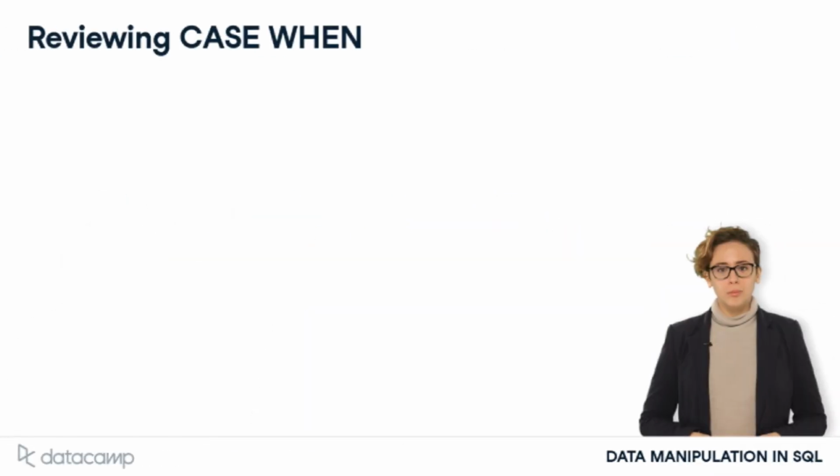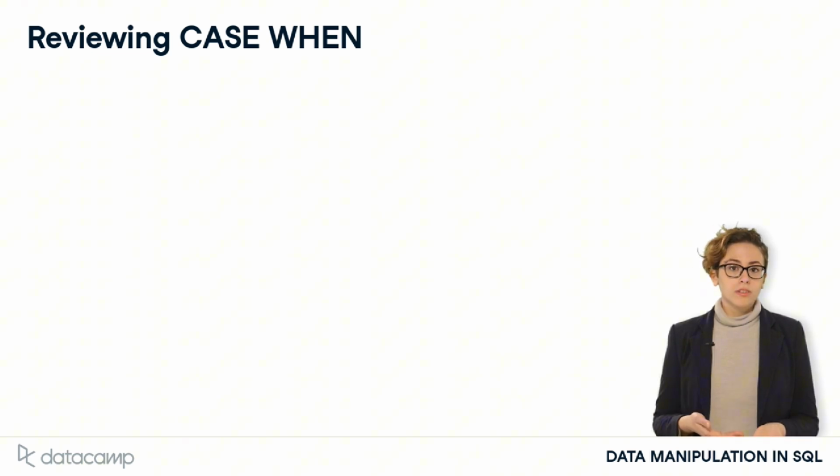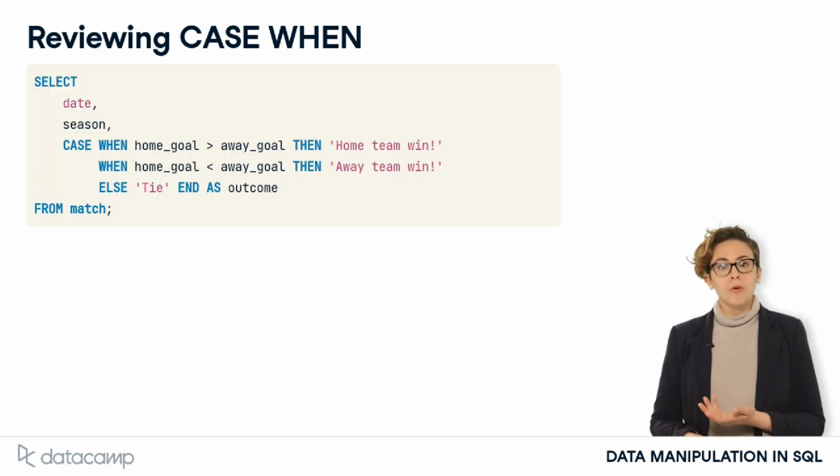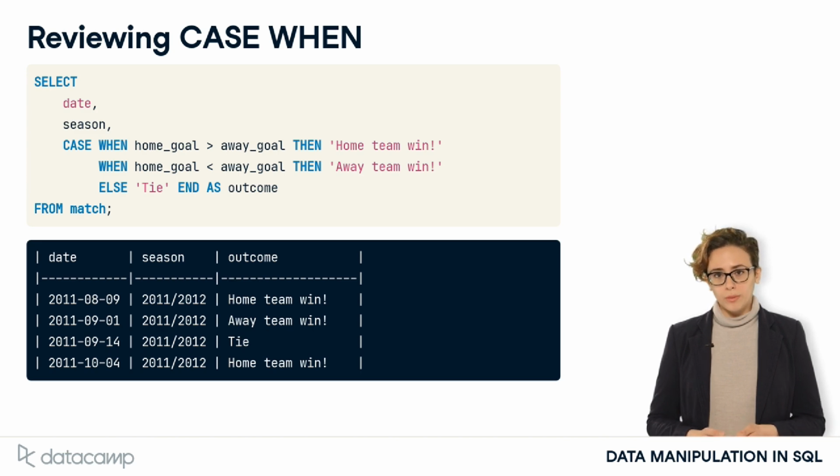Previously, we covered case statements with one logical test in a when statement, returning outcomes based on whether that test is true or false. This example tests whether home or away goals were higher and identifies them as wins for the team that had a higher score. Everything else is categorized as a tie. The resulting table has one column, identifying matches as one of three possible outcomes.